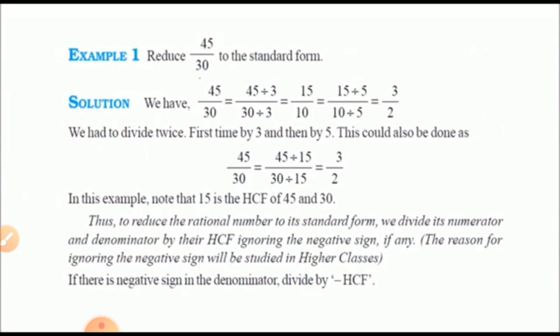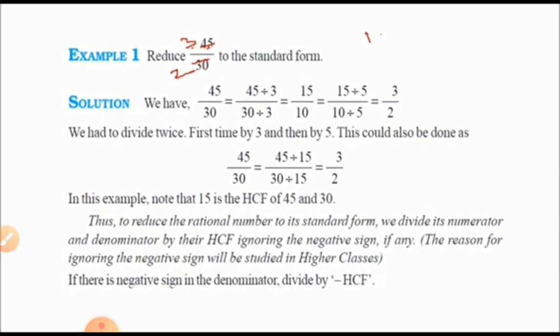Look at example number 1. Reduce 45 upon 30 to the standard form. 45 is the numerator and 30 is the denominator. In place of 45, can we write it divided by 3? Both numbers are divisible by 3. Now what will be the answer? Very simple, 15 upon 10.